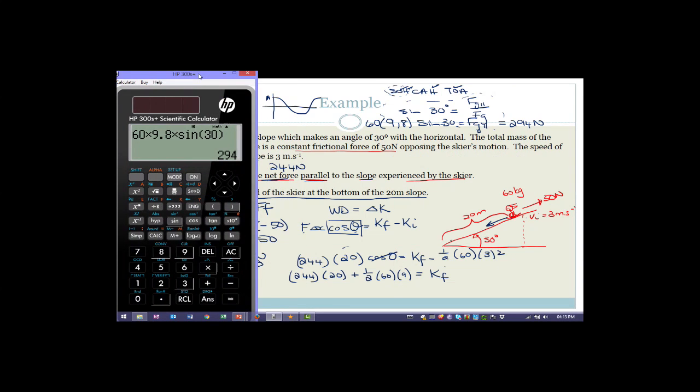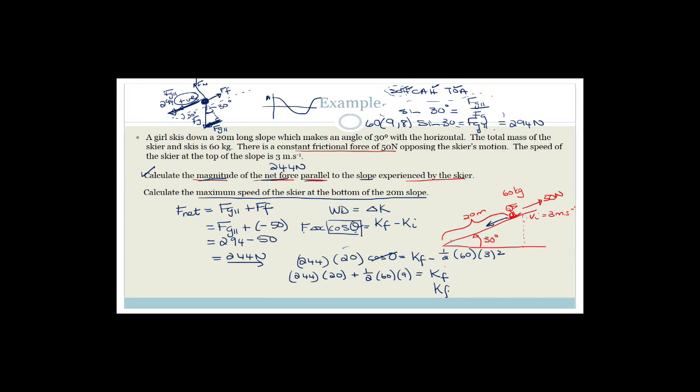So we've got 244 times 20 plus bracket 0.5 times 60 times 9 close bracket equals 5,150. The final kinetic energy is 5,150. But they didn't ask us for the kinetic energy, they asked for the speed.